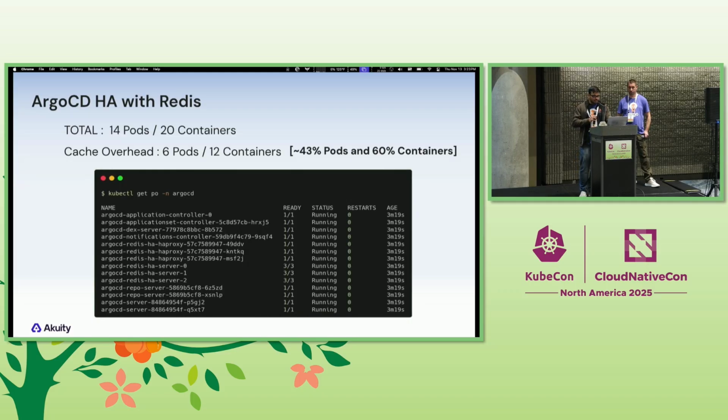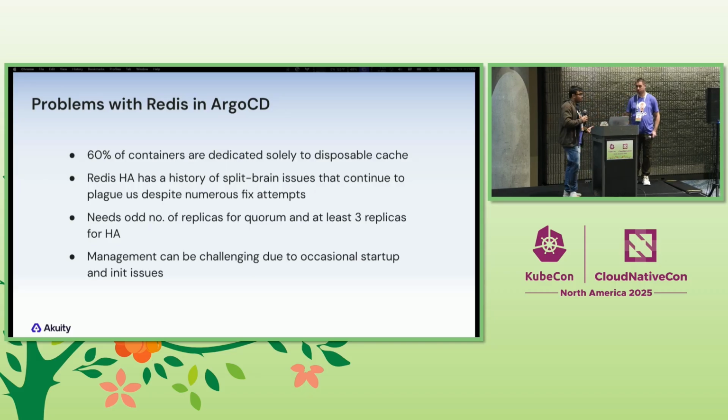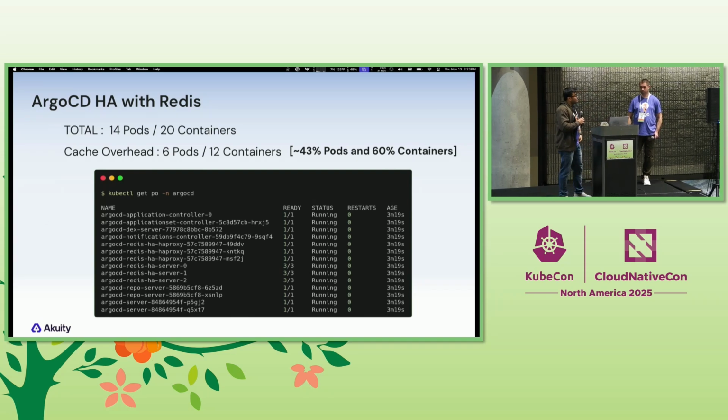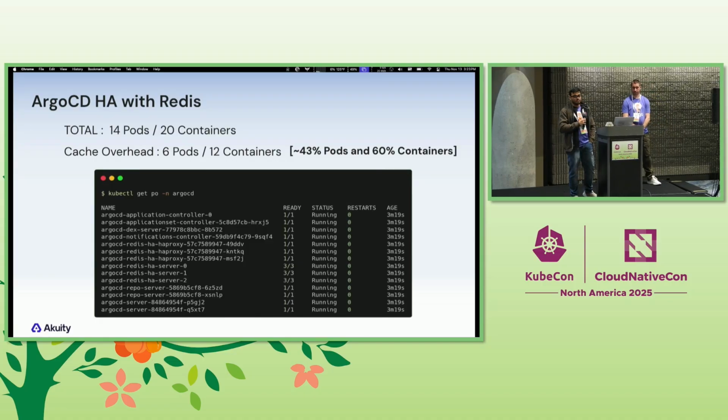So now that we know what Redis is doing for Argo CD, let's take a look at what a normal Argo CD setup running with Redis looks like. So this is basically the Argo CD HA setup. If you're running Argo CD in production, you're probably running the Argo CD HA setup. And as you can see, by default, there's 14 pods and 20 containers.